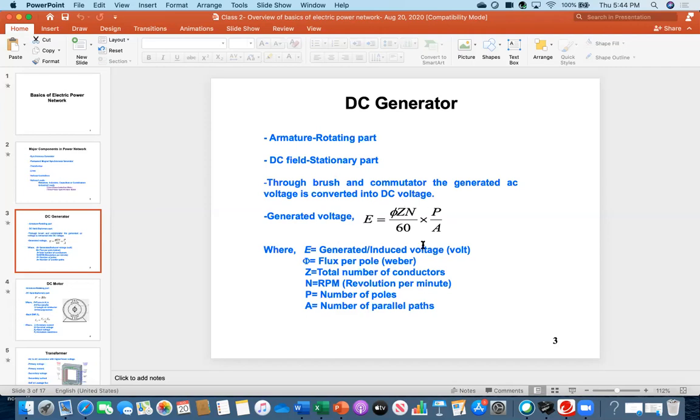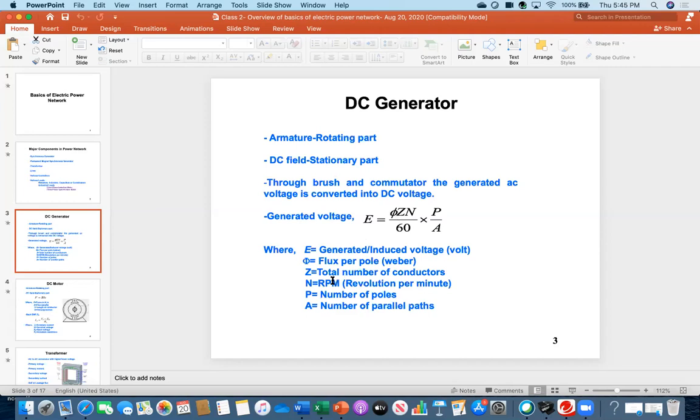And this is the required equation. You see in the equation, there is phi. Phi means flux per pole: how much flux in Weber is originating or coming out from the North Pole and going into the South Pole. That is the meaning of phi.